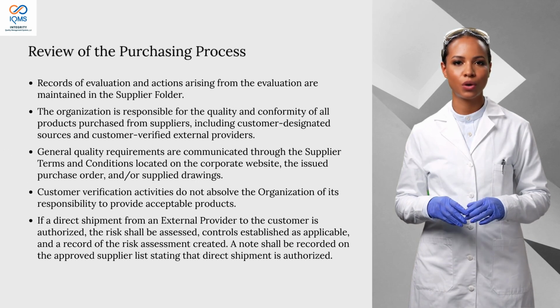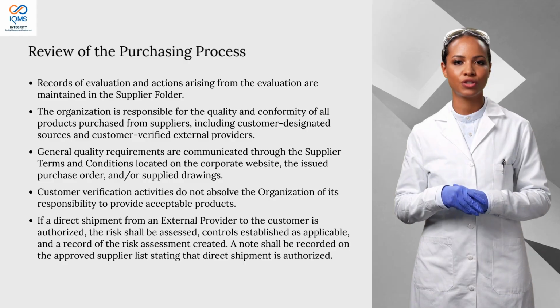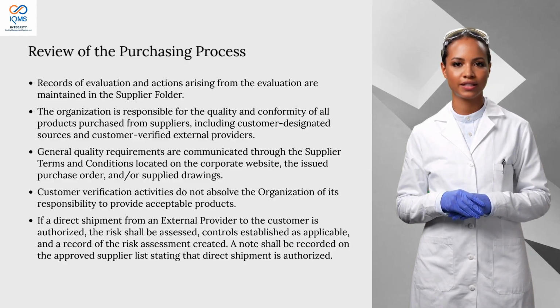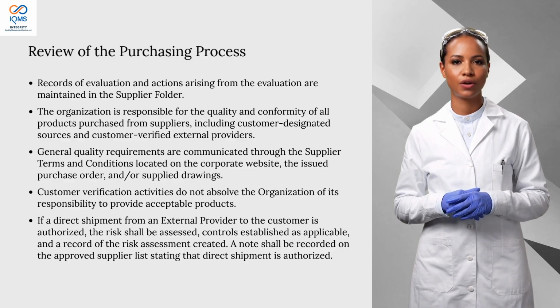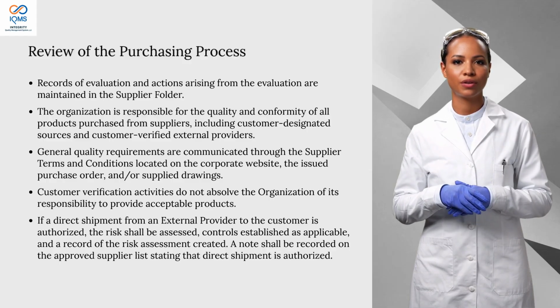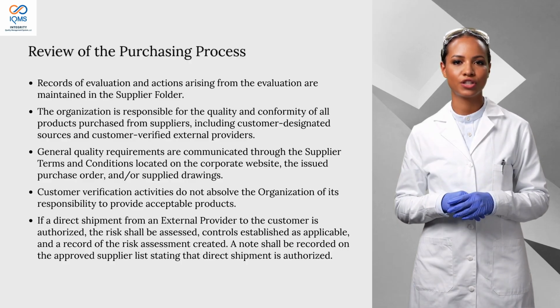Let's review some of the key points of the purchasing process one more time. Records of evaluation and actions arising from the evaluation are maintained in the supplier folder. The organization is responsible for the quality and conformity of all products purchased from suppliers, including customer-designated sources and customer-verified external providers. General quality requirements are communicated through the supplier terms and conditions located on the corporate website, the issued purchase order, and/or supplied drawings. Customer verification activities do not absolve the organization of its responsibility to provide acceptable products.